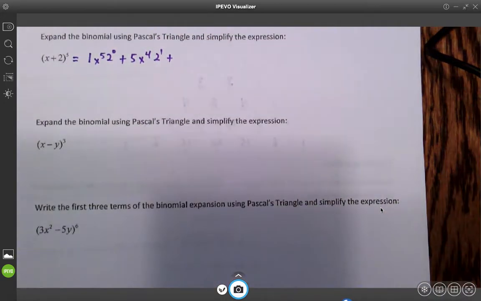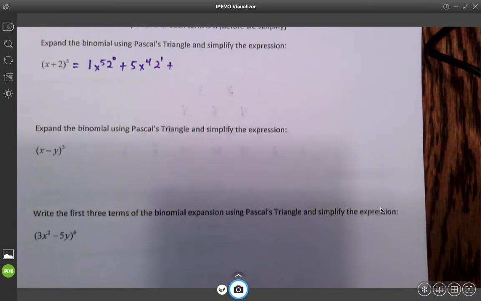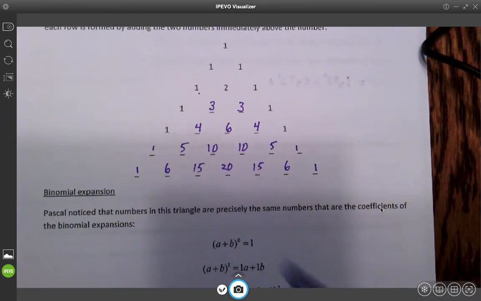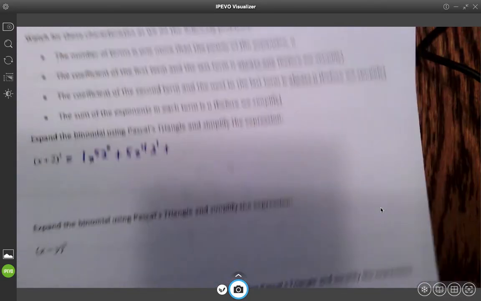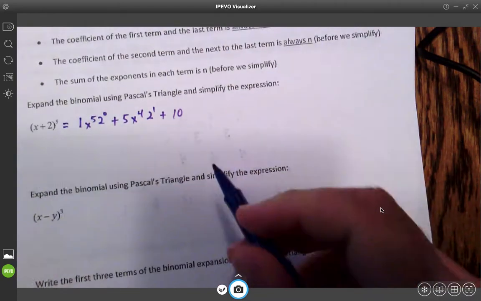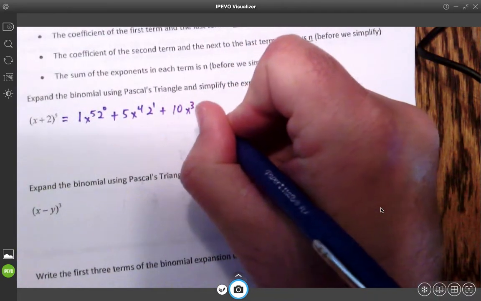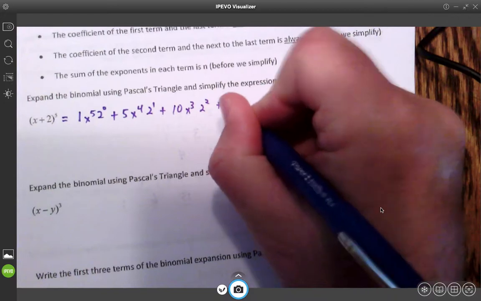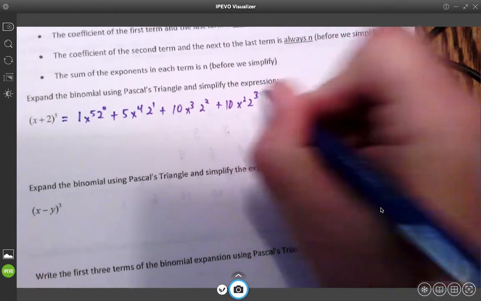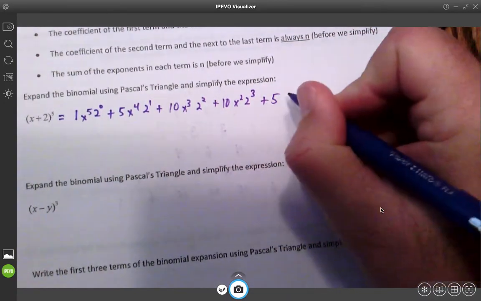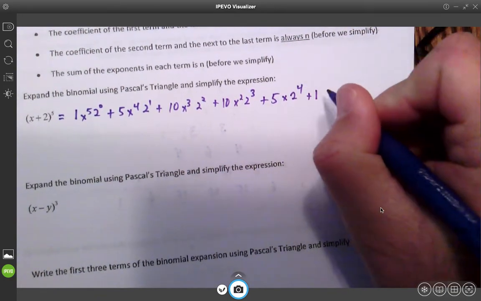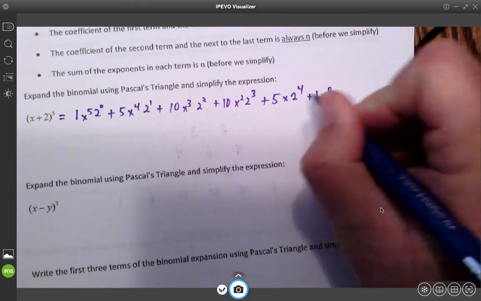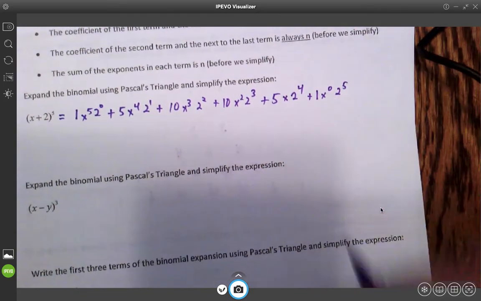Plus, ooh, what's after 5? Anybody remember? We can write it out or we can go back to this. It's 10, isn't it? 1, 5, 10, 10, 5, 1. So it's 10, x cubed, 2 to the second. 10, x squared, 2 to the third. 5x, 2 to the fourth, plus 1, x to the 0, 2 to the fifth.